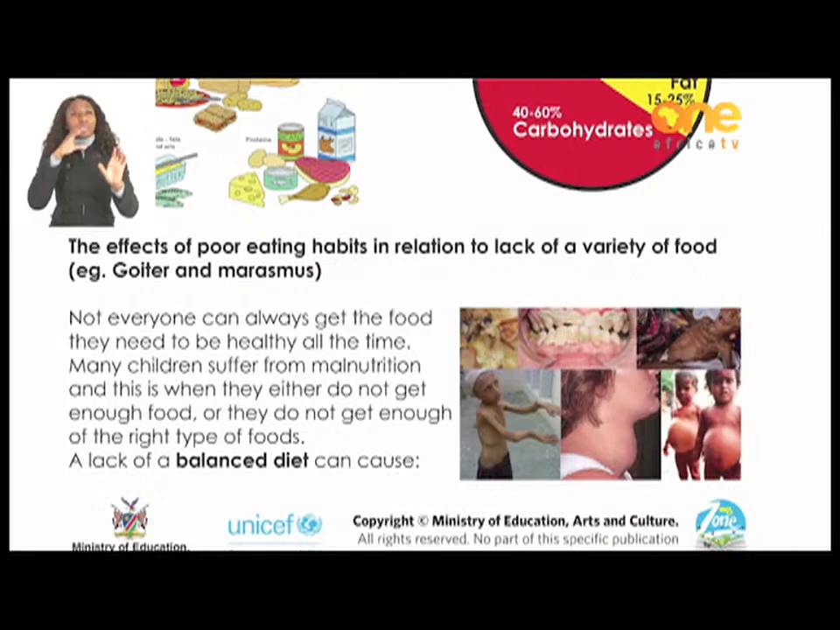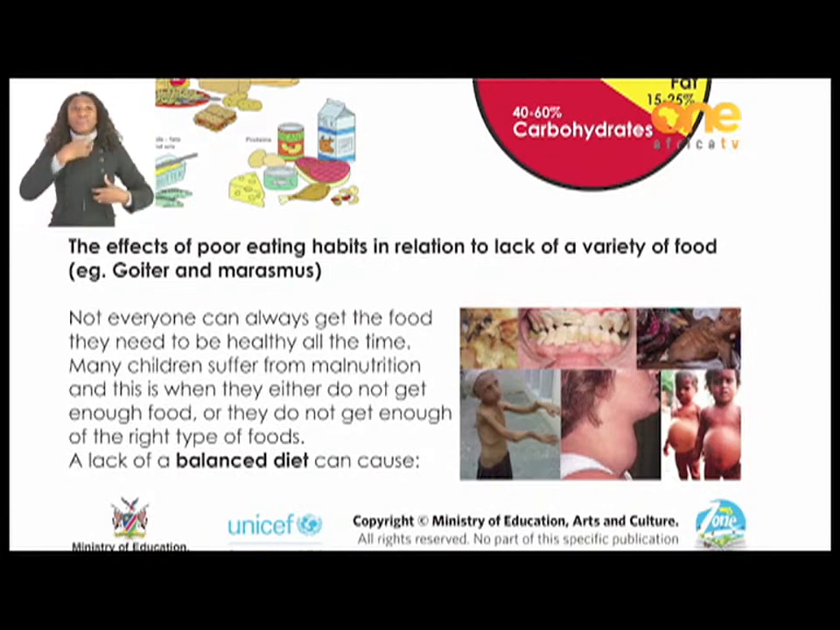A lack of a balanced diet can cause, look at the picture there. So you can see that the picture is showing you different malnutrition diseases. So these are diseases that you can get if you don't eat a balanced diet. You can see there on the picture we have scurvy, that is a disease that can destroy your gums. We have kwashiorkor, we have marasmus, we have goiter.